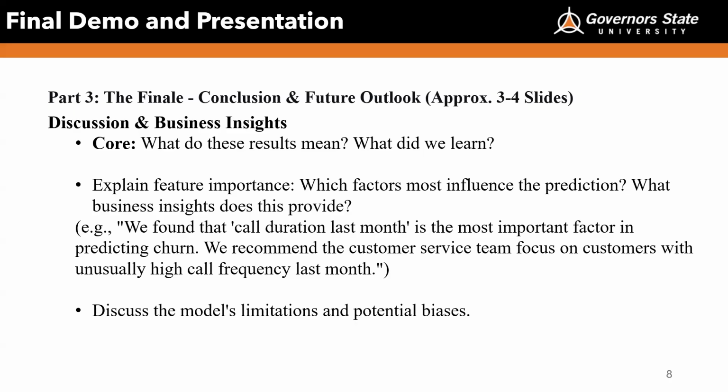So you can explore the feature, right? You can explain the feature importance, like which factor most influences the prediction and what business insight this provides. You can say, we find the call duration last month is the most important factor in predicting churn, so we recommend something blah blah. And also you can discuss more about the model's limitations and potential bias. Okay.